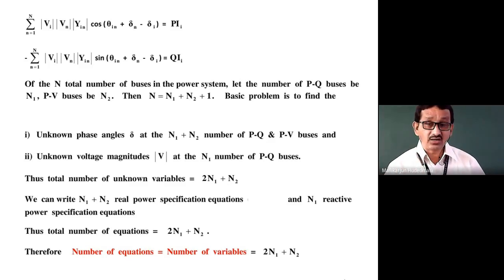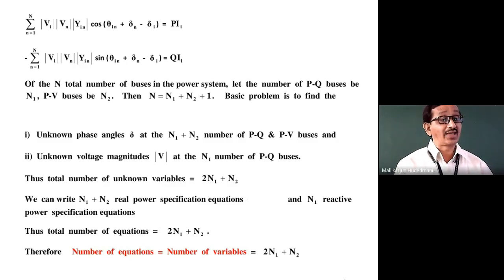How many deltas are not known? 50 deltas are not known with respect to generators. Altogether, I would say 50 load buses, 50 generator buses in terms of N1 plus N2. Deltas are not known. I would say 100 deltas are to be computed. That's the first equation.